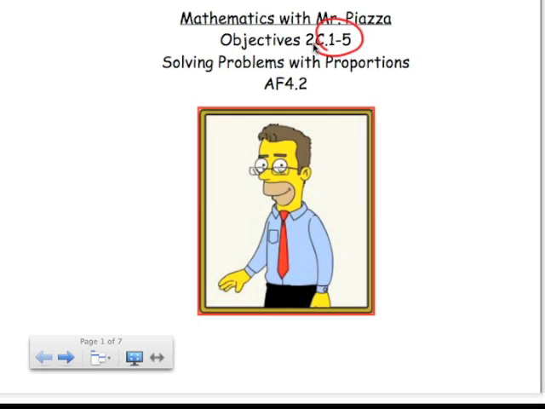That's the entire unit of 2C in one video. That's solving problems with proportions. This is AF 4.2, which again is a key standard.